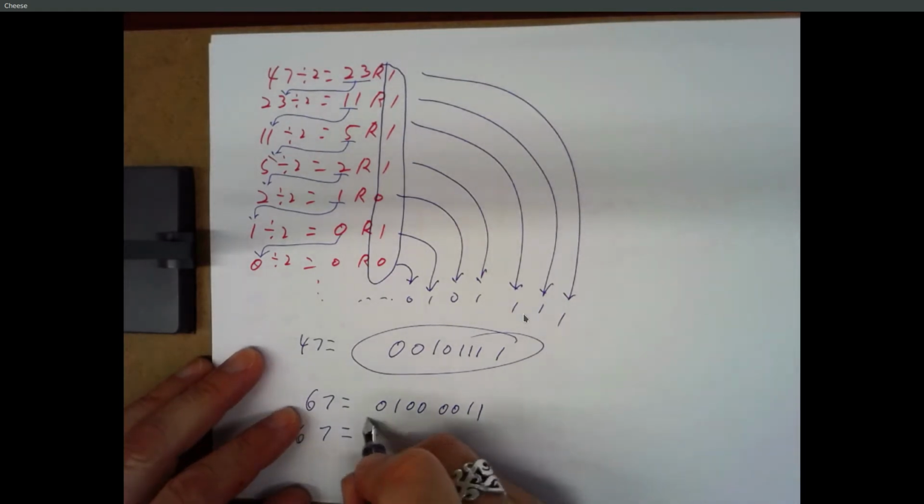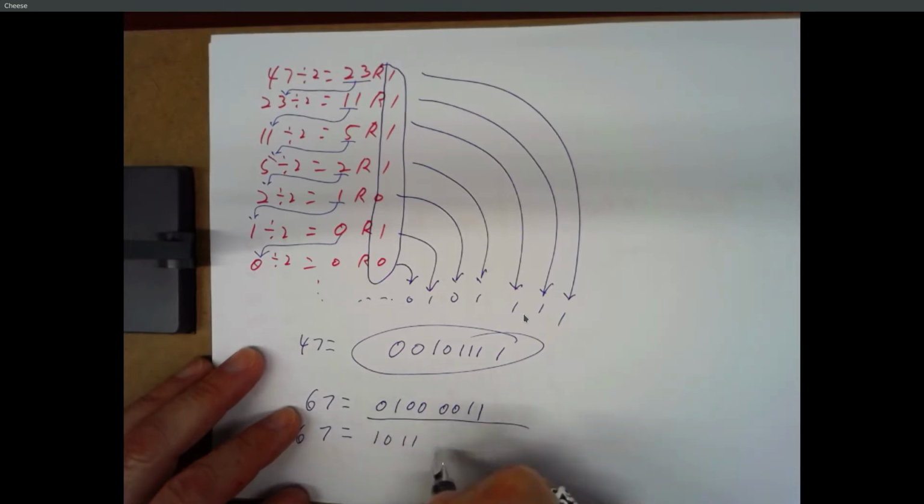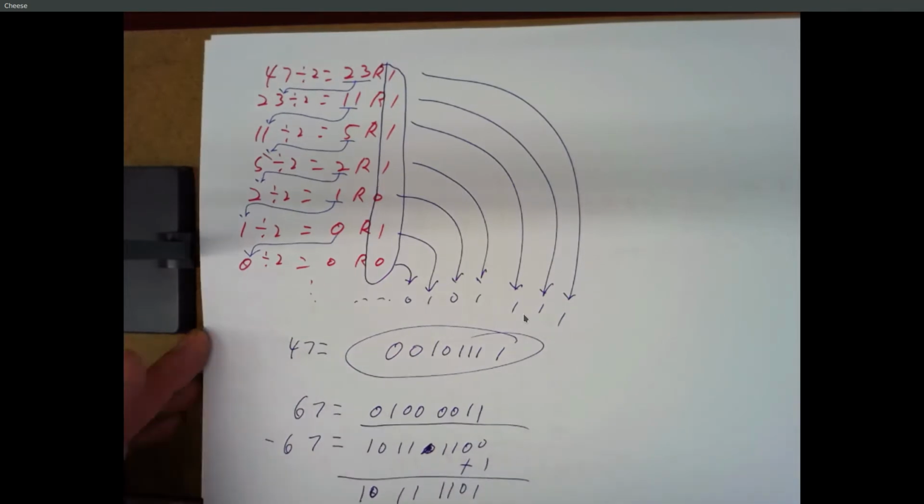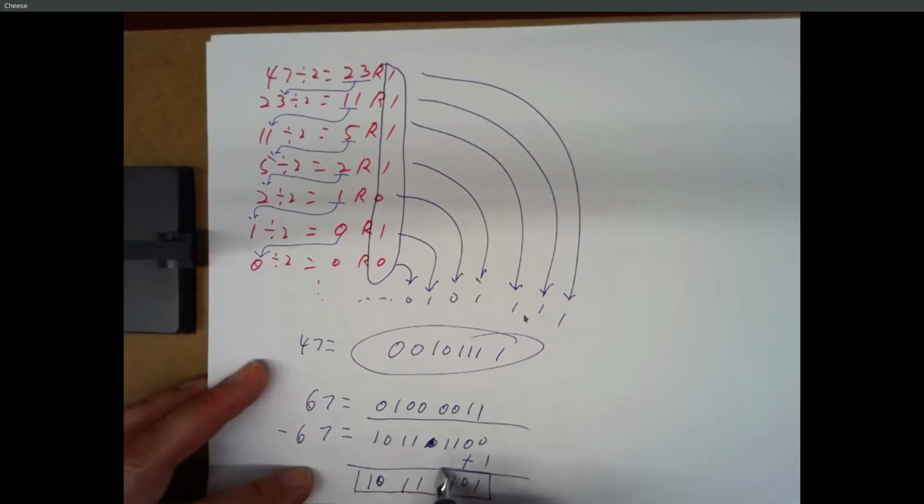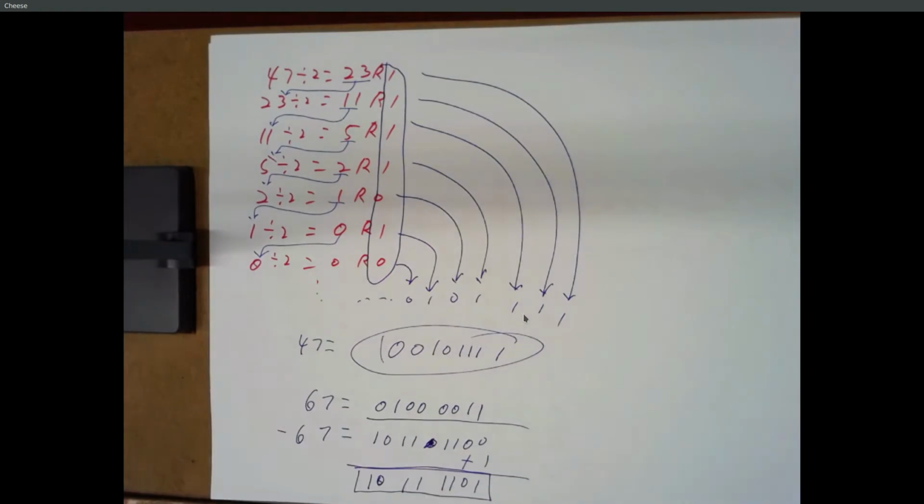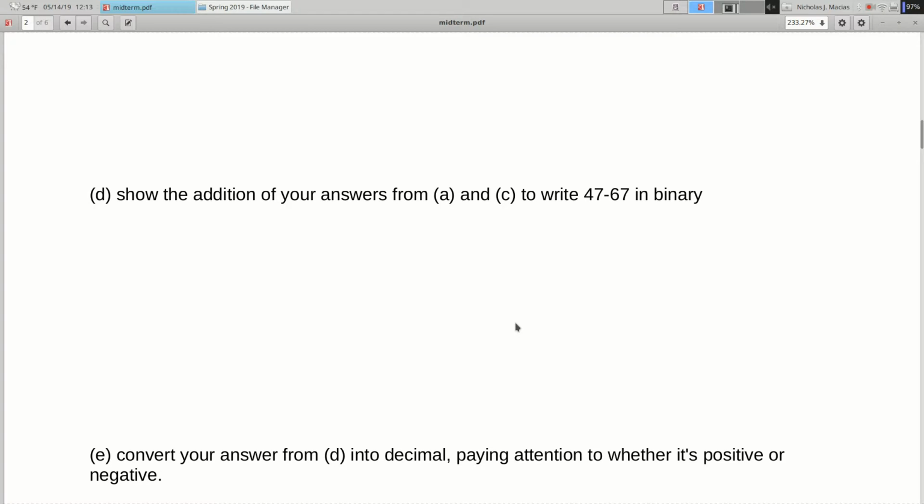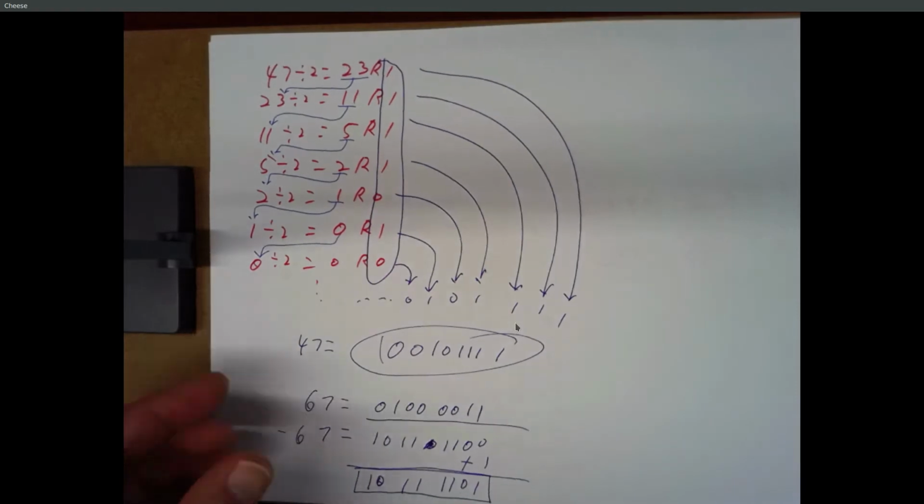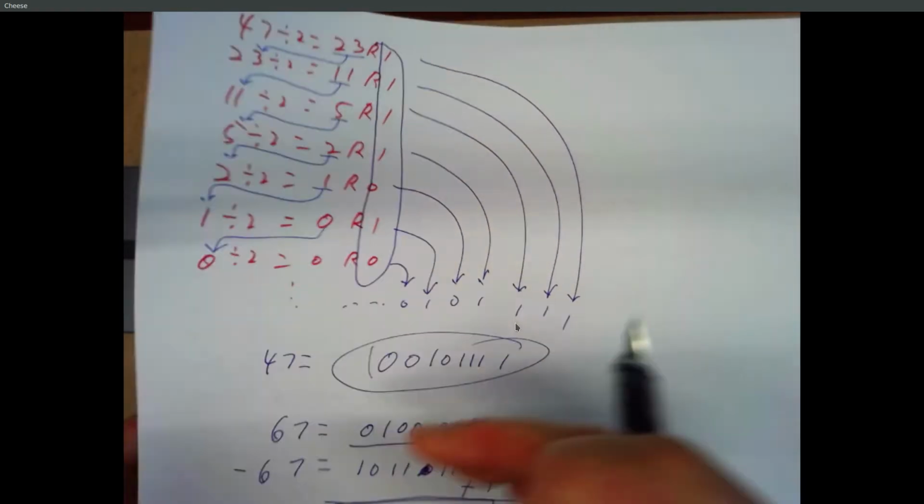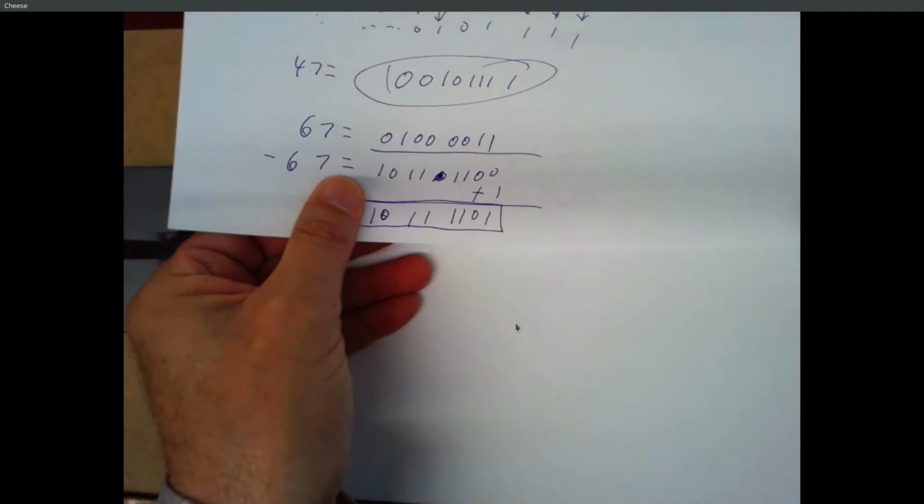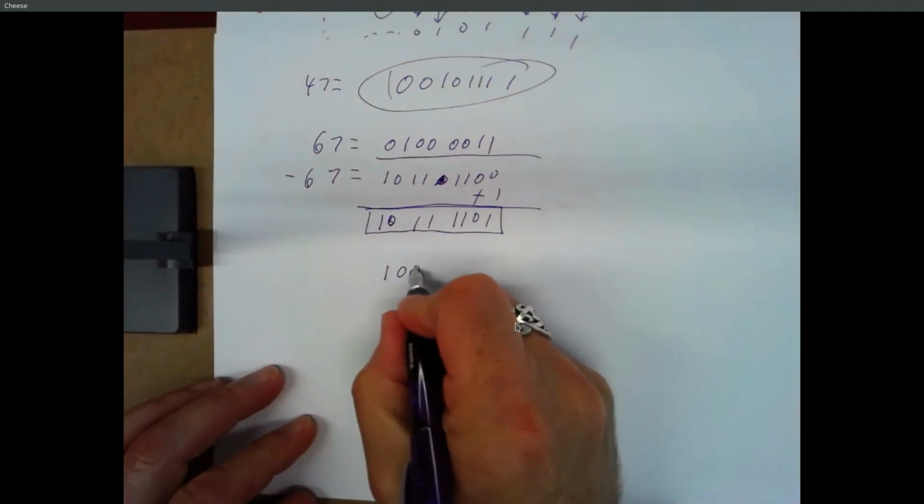So if we complement and add 1, let's do 1, 0, 1, 1, 1, 1, 0, 0, plus 1, 1, 0, 1, 1, 1, 1, 0, 1. So that's minus 67. This is 47. And then it says add your answers from A and C to write 47 minus 67 in binary. So now you're doing pencil and paper addition.